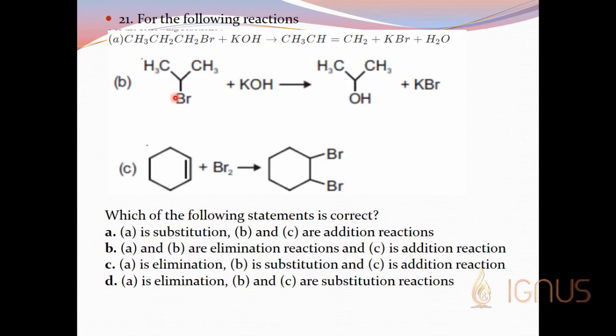Next, here Br is substituted with OH. Hence it is a substitution. In the last case, here the C=C bond is added with bromine, Br2. Here bromine is added across the C=C double bond. Hence it is an addition reaction. Hence our option C is right.